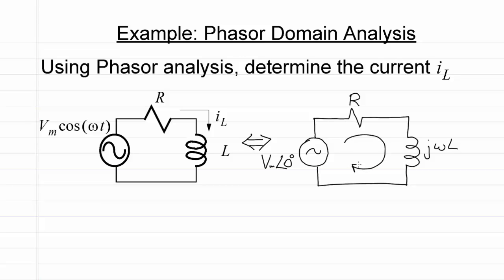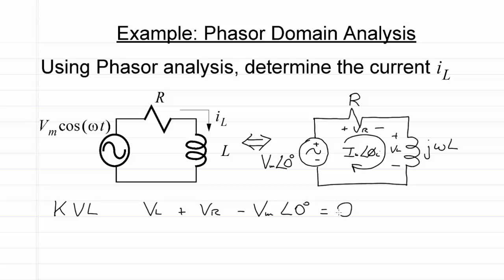Now we'd like to find the phasor current, which will have a magnitude and an angle. To analyze this circuit, we know that Kirchhoff's voltage law applies, and so the voltage across the inductor, VL, plus the voltage across the resistor, VR, minus the voltage across the source must add to 0, or VL plus VR minus Vm at angle 0 must add to 0.